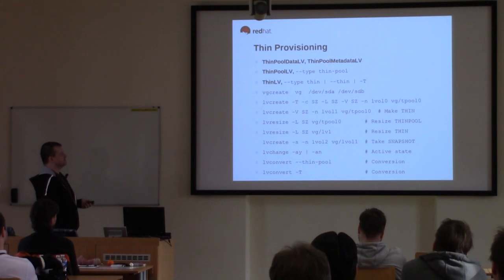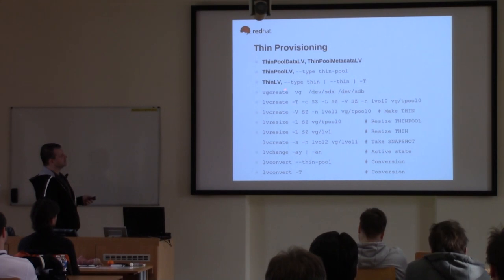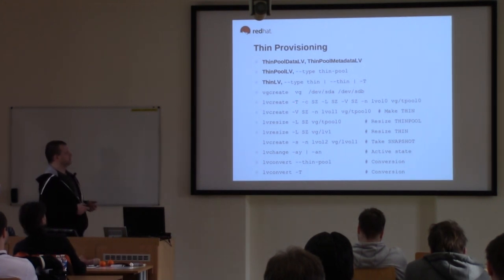Then there are some switches like --thin and -T, which are shortcuts and do some smart stuff around it, so it's simpler for the user to use. The basic commands you need to know about are vgcreate, where you create your VG, and lvcreate, where you create a thin pool together with a thin volume. And now the major part is that we have the size, which is the physical size, and we have a virtual size, which is specifying the thin volume size.